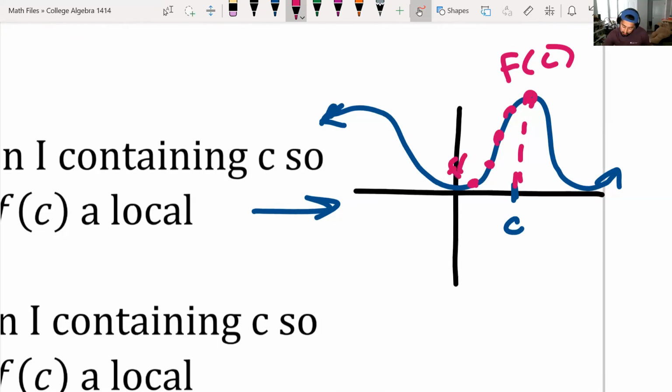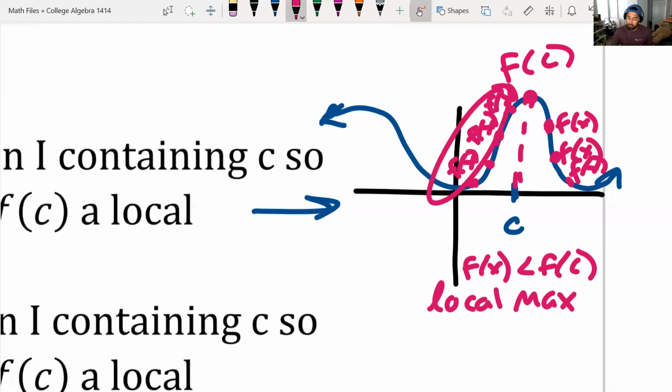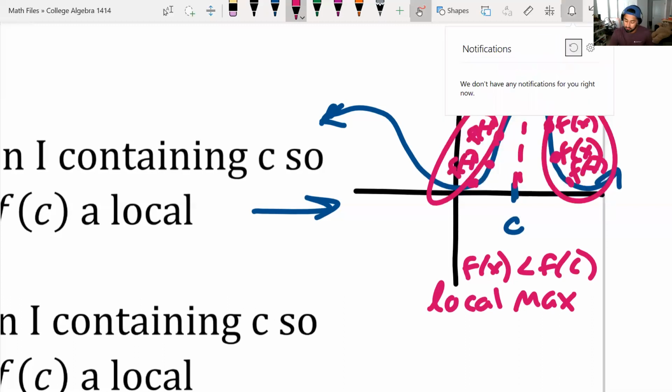So this would be f of x, f of x, f of x. And by the definition, it says all the other values of f of x are going to be less than f of c, which means f of c is your local maximum. That's it. And even if you fell down this side, that would be f of x, f of x, f of x. And all it's saying once again is that these y values and these y values are smaller than the local maximum's y value. That's it.